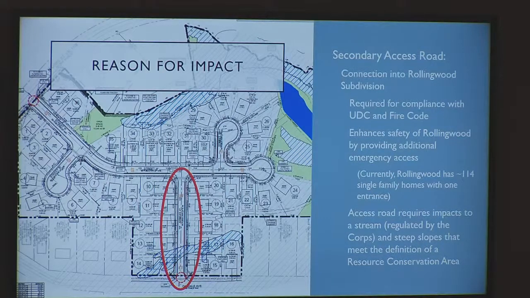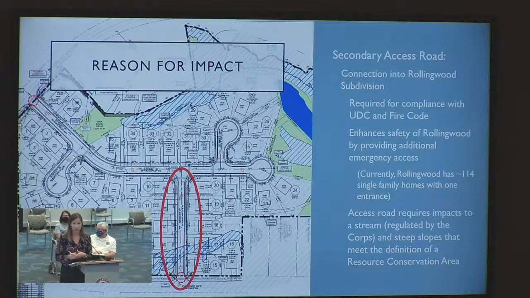Another item to point out is the location of the road. Had we put it anywhere else on this site, to the north, to the east, somewhere else, it would have resulted in greater environmental impacts than we're seeing here. Part of the benefit of this particular location is that we're actually minimizing impact compared to other selections that could have been chosen to meet the requirements of the Unified Development Code and the Fire Code.